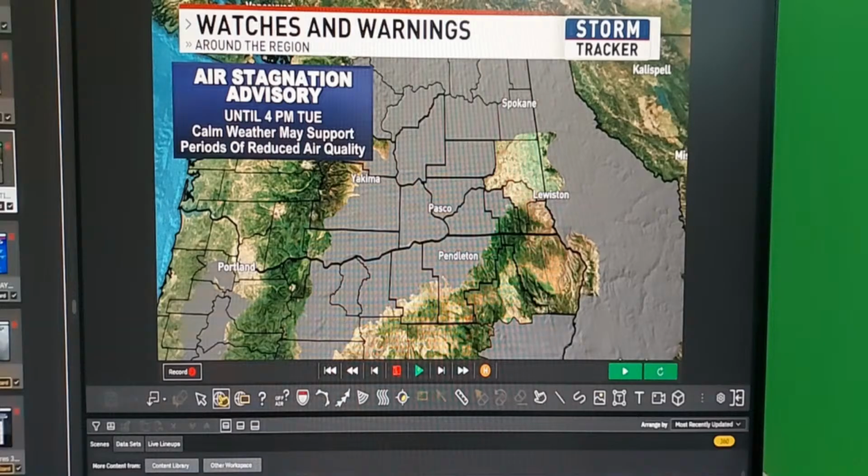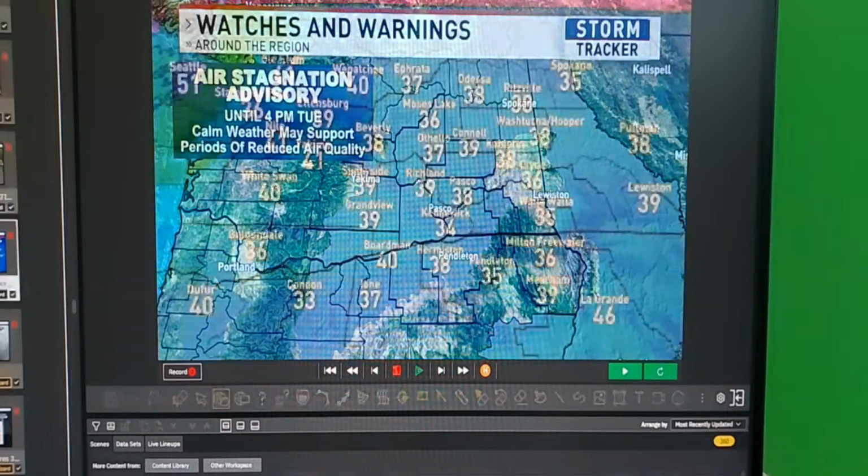This isn't atypical for this region in January in the wintertime season, given that we are in such a valley and mountainous area. But again, that is something to be aware of, especially if you suffer from any kind of bad respiratory illnesses, that you might want to limit your time outdoors.